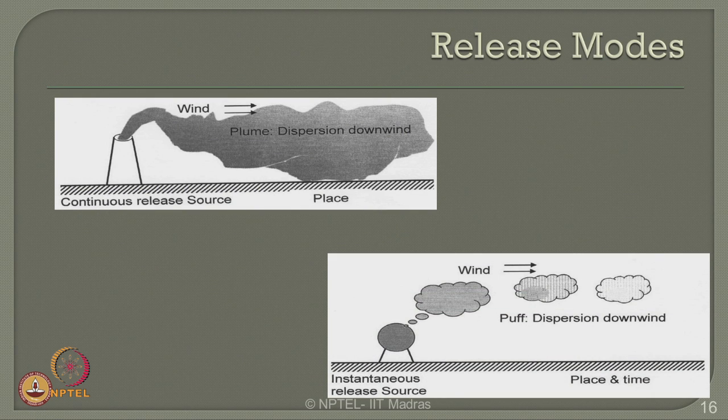If you look at the different release modes, one can say the continuous release will get dispersed in the downwind direction, and we call this a plume release model in the downwind dispersion, whereas in the instantaneous release source we call it a puff release model, where they do not touch down so easily, they keep on dispersing depending upon the stability class of the wind and the speed of the wind, depending upon the place and time of release.